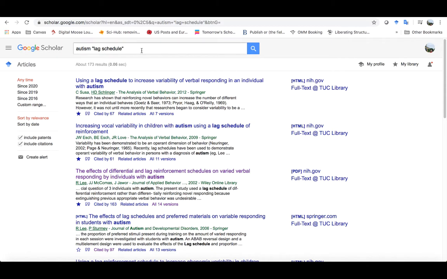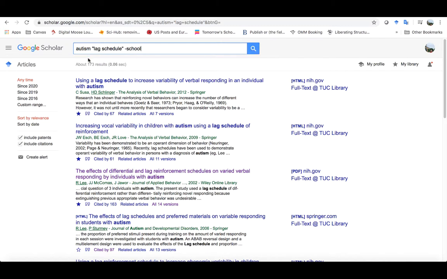Now, another common thing you will often find in this is the use of the minus. So when you put minus something there, it's actually looking to eliminate it. So if I were to have autism and then lag schedule in quotation marks and then a minus school, it's going to search for articles that have the word autism in it, that have the phrase lag schedule in it, written as I've written it there, and that do not include the word school. So it's going to exclude all of the ones that have the word school.